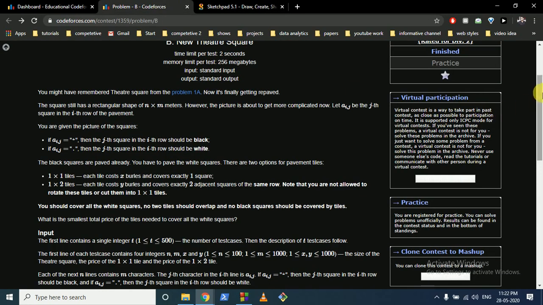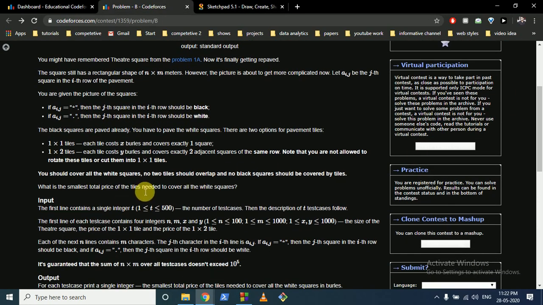So you have to find the smallest total price to cover all the white squares. Also, you should note that you should cover only the white squares. No two tiles should overlap, and no black square should be covered by the tiles.